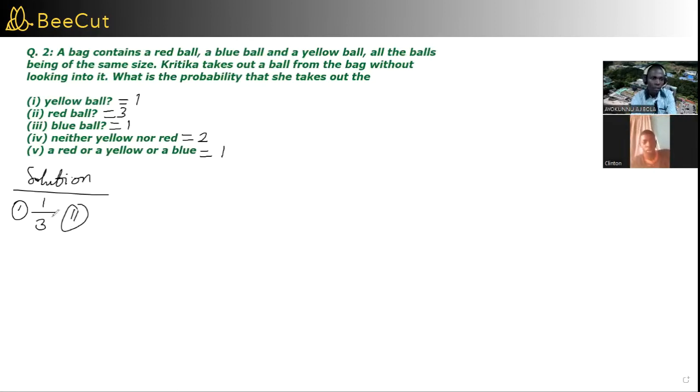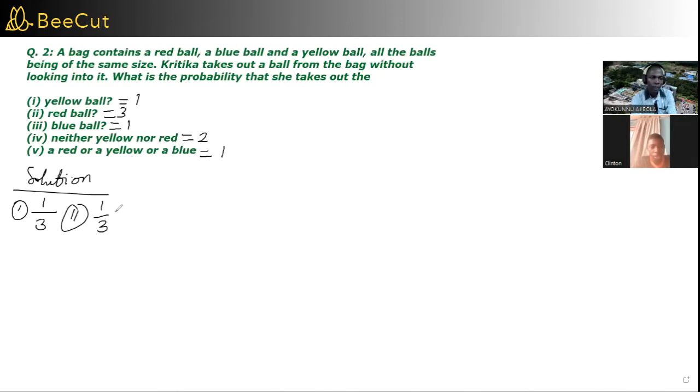So, are you there now? Yes, sir. Now, a red ball, so the same answer, because there is 1 red ball there and there are 3 balls which she could have taken any of the 3. Is that clear? Yes, sir.